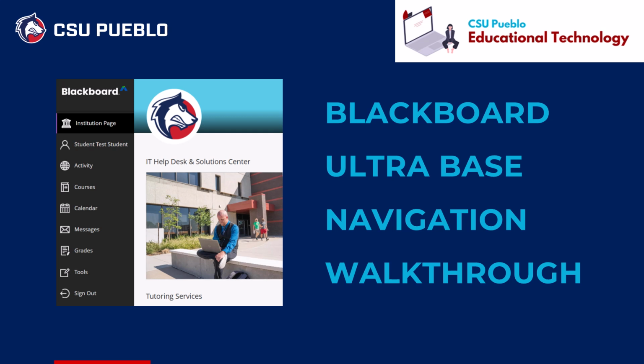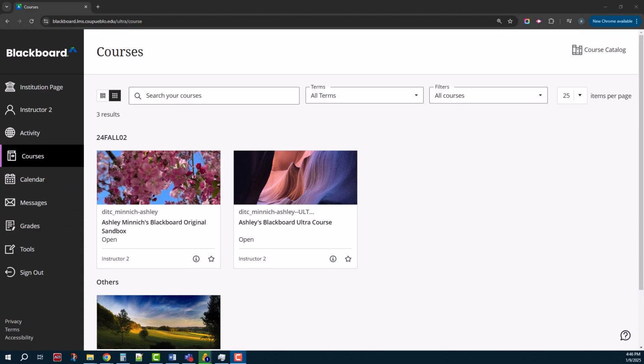In this video, users will be walked through the layout of the Ultra-Based Navigation dashboard in Blackboard for CSU Pueblo instructors. When you log into Blackboard, you will automatically be directed to the Courses tab. In the Courses tab, you can find current, previous, and future courses, as well as campus-wide training courses.